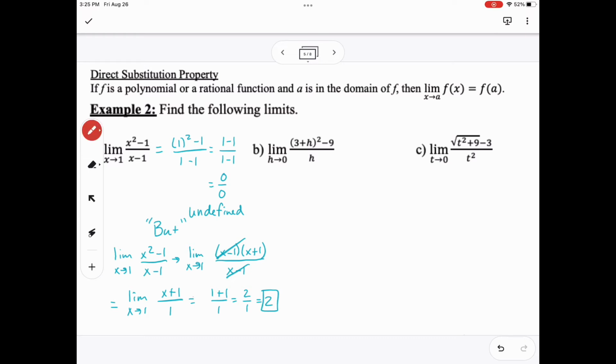Letter B, here I have the value of h in the denominator, so if I plugged in 0 right now, I would not get an actual limit, it'd be undefined. So I need to do some simplification with the numerator. It looks like the 9s cancel out.